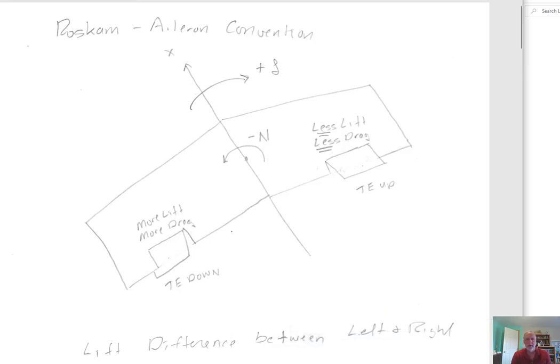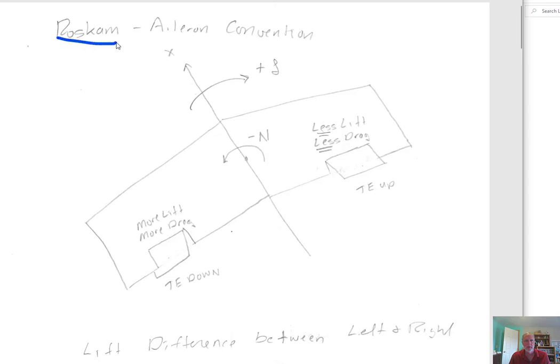Hello again. This lecture is about roll control, ailerons and roll spoilers. This is in your textbook starting on page 86 through 88. The first thing I'm going to show you though is the convention used by Roskam in a different textbook.